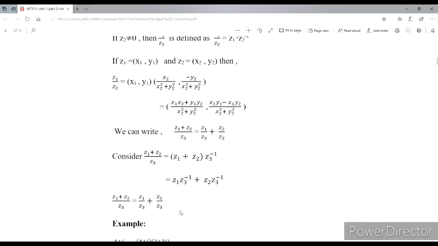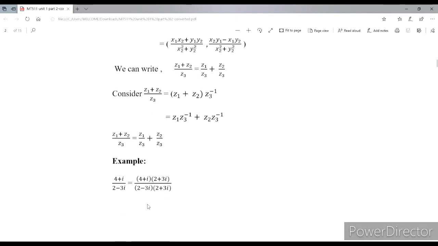For calculation, we don't use the inverse formula. That is, when we divide a complex number by another complex number, we multiply and divide by the conjugate of the denominator and work out. Example, 4 plus i divided by 2 minus 3i. We multiply and divide by conjugate of the denominator, that is conjugate of 2 minus 3i, which is 2 plus 3i. Therefore, it is 4 plus i divided by 2 minus 3i into 2 plus 3i divided by 2 plus 3i.